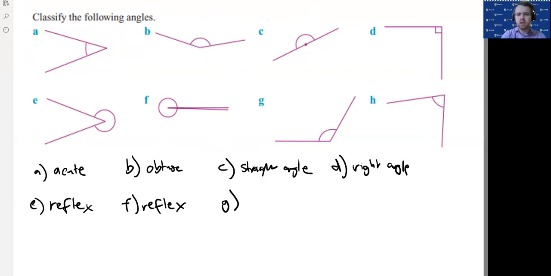G, again, bigger than 90, but not quite a straight angle, is going to be another obtuse. And then H, we have an angle that's slightly less than a right angle. We see we don't have that square symbol, it's slightly smaller. So that's just another acute angle here.